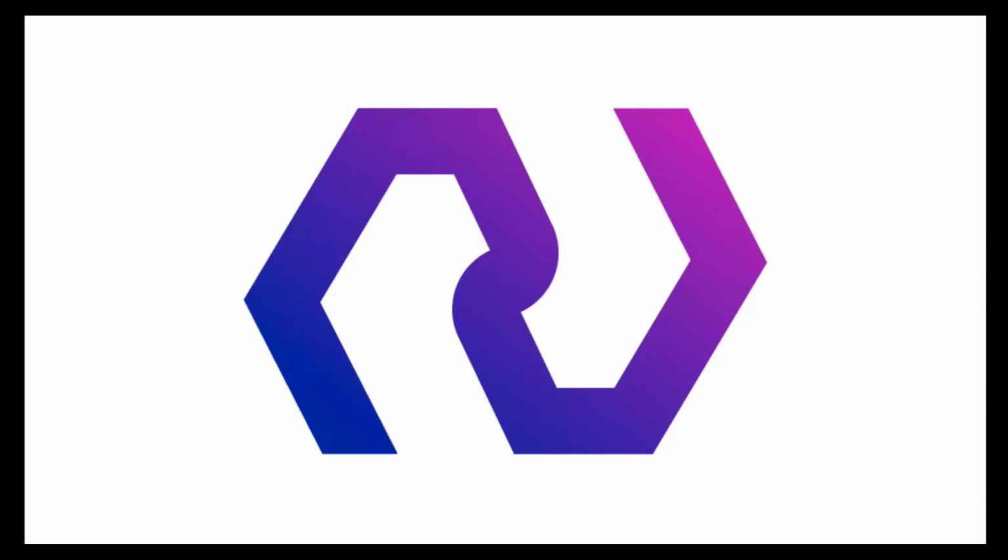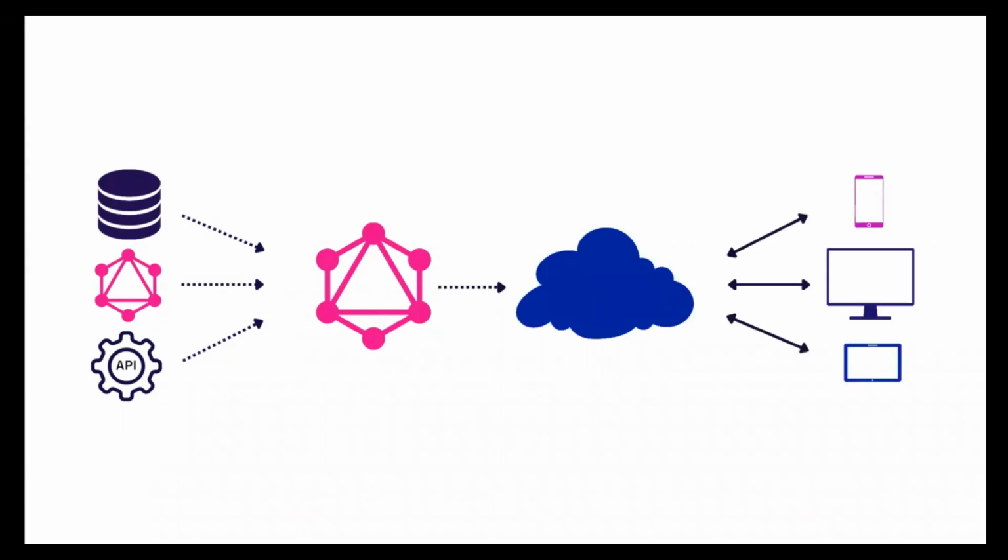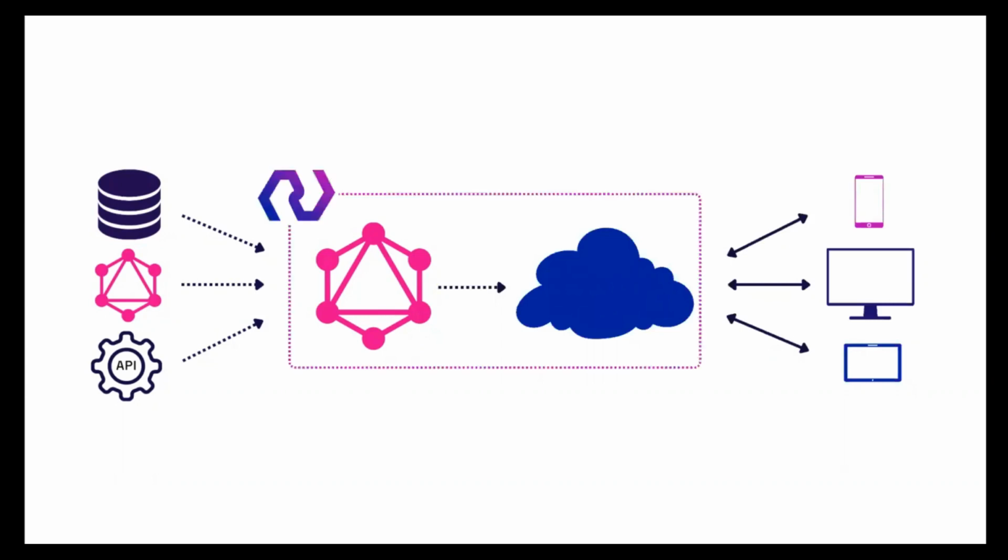Here's Nexus in a nutshell. We take a user's existing data sources, generate a GraphQL API, and deploy that API to the cloud so that all the user's clients can make requests to a single endpoint. Nexus helps with the middle part of this diagram, building and deploying the server quickly.